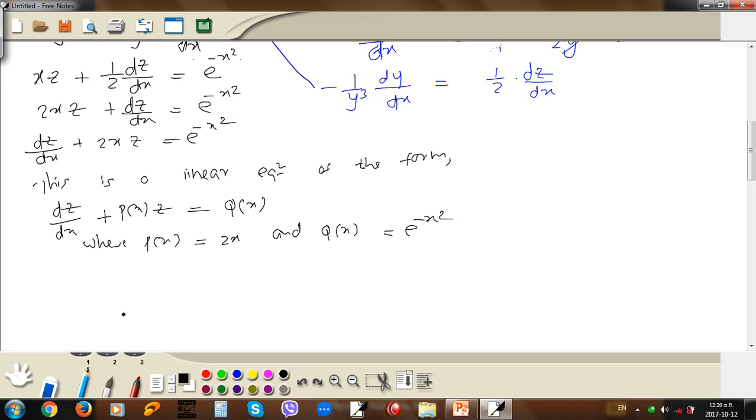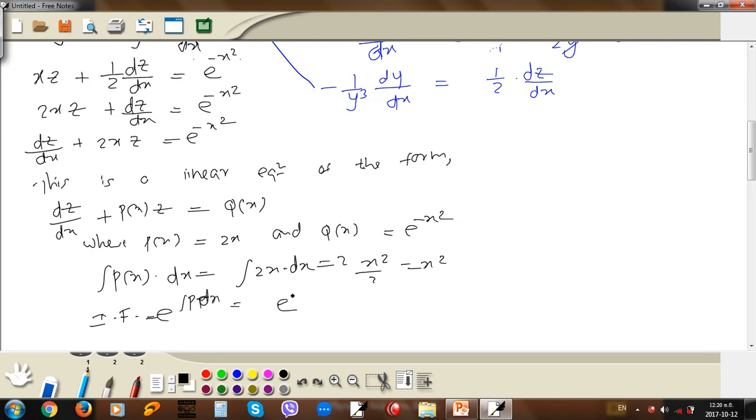Now we can find the integrating factor. To that we have to find the integration of p of x dx, equals 2x times dx, that is x squared over 2 times 2, equals x squared. So the integrating factor is e to the power integration of p dx, equals e to the power x squared. Now we found the integrating factor.